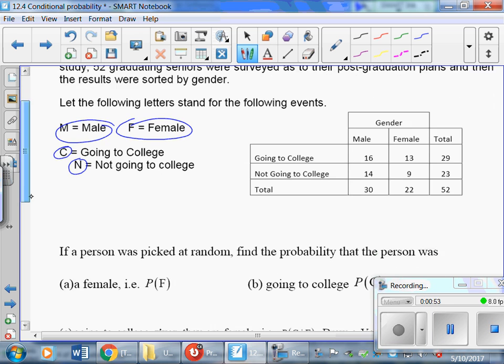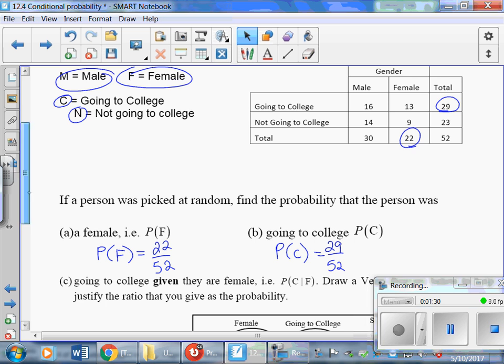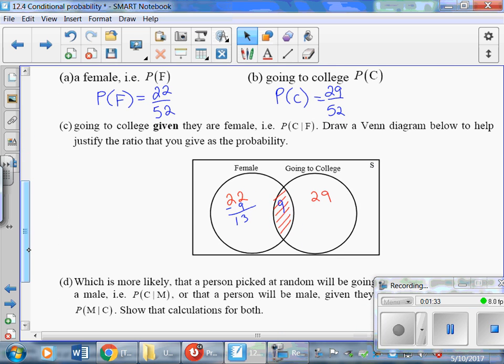Keeping that in mind, and I'm sorry, I'm going to have to flip back and forth between these, find the probability that a person at random was picked. What's the probability of picking a female? Going up to our two-way frequency chart, females, 22. So I'm going to have 22 females out of the total of 52. What's the probability that somebody is going to college? That's going to be 29 out of 52. So that's pretty easy to see. Hopefully you see that. That's pretty simple probability.